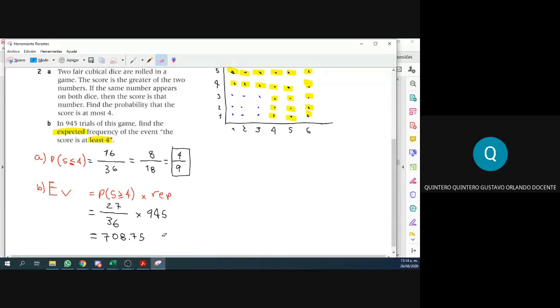This is an awful rounding sign. We can round this. Yo también me dio 715. Who am I going to believe? 708 or 715? Look, this is the real repetitions, right? 945.